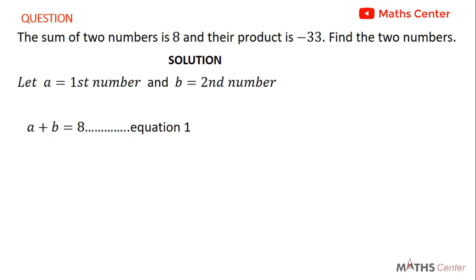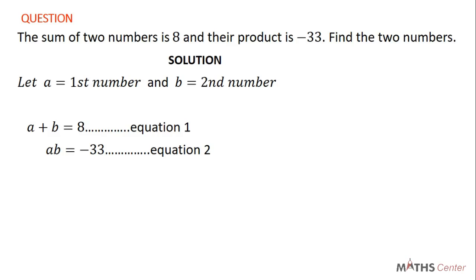The second part goes on to say that their product is negative 33. Product means multiplication. What that also means is that if you multiply those two numbers, you are going to get negative 33. So A times B will give us negative 33. So AB is equal to negative 33. So that will be equation 2. With these two equations, we should be able to find the first number, which is A, and the second number, which is B.